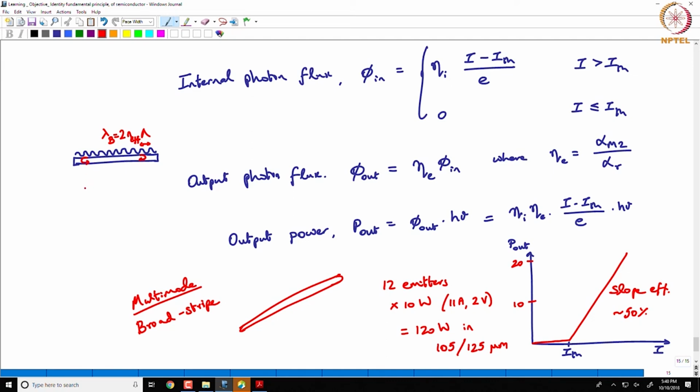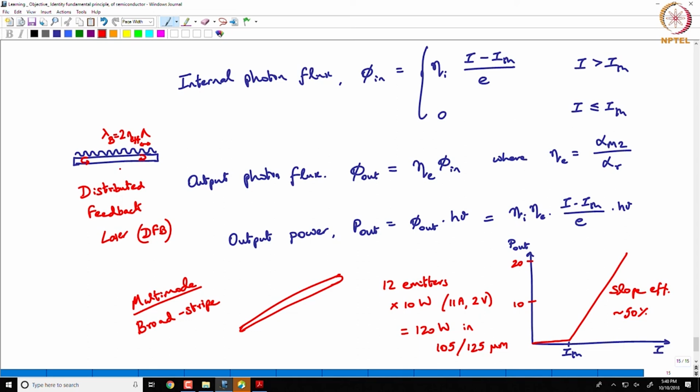So, this is called a distributed feedback laser, or in short it is called a DFB laser, right. A DFB laser operates at a particular wavelength, only at this wavelength, just like the experiment you did.